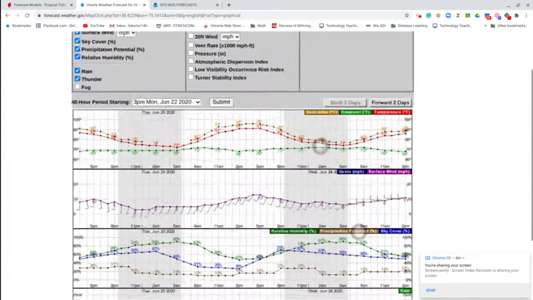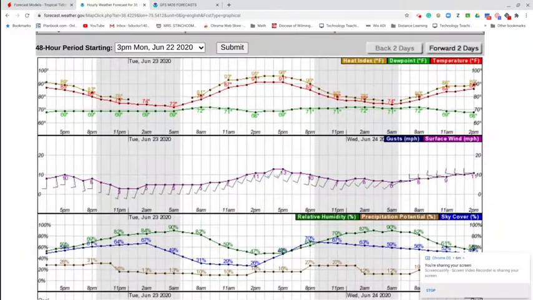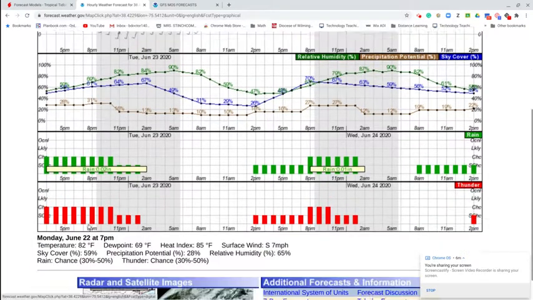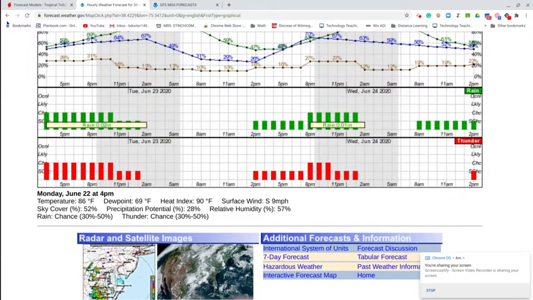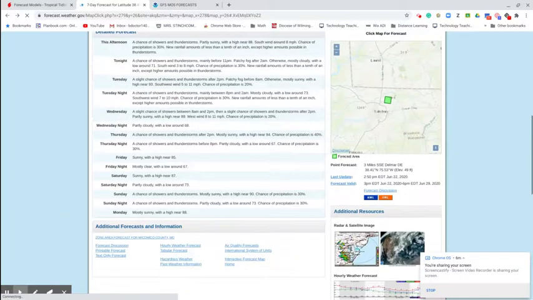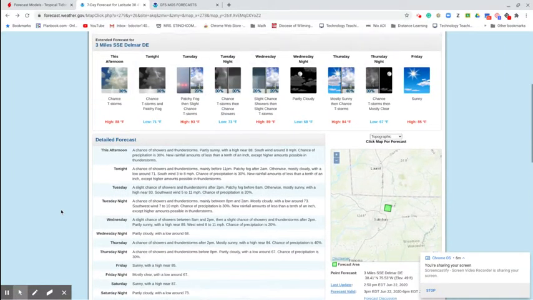Then I get really into the data, and of course now this is showing what's going to be happening temperature wise throughout the day, your surface wind, your humidity, your precipitation potential, the sky cover. I mean, it's pretty straightforward. If you really can't read that or understand it, you probably shouldn't be in meteorology.